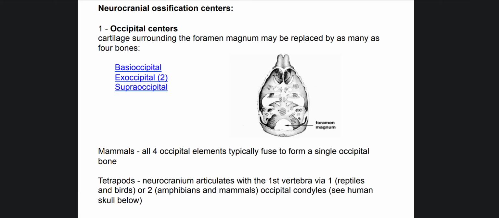But in case of tetrapods, those walking on 4 legs, apart from human beings as well as apart from the mammals, they articulate with the first vertebra via 1 or 2 occipital condyles. 1 in case of reptiles and birds, whereas 2 in case of amphibians and mammals. So these occipital condyles are formed, which develop in the skull region or the skull bones.